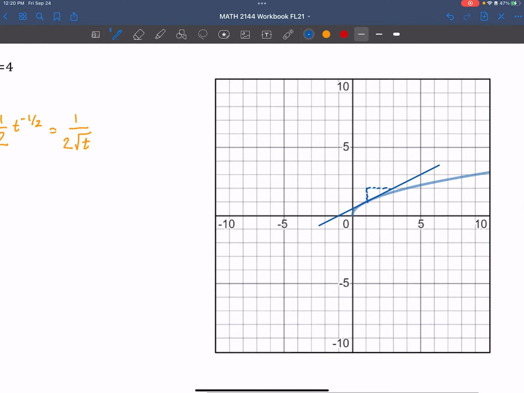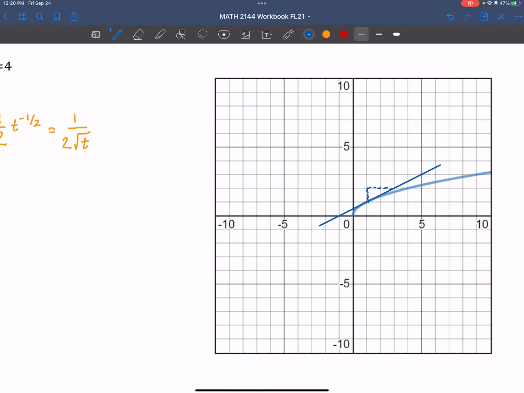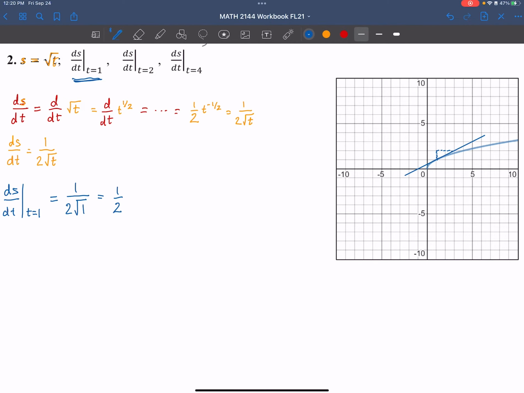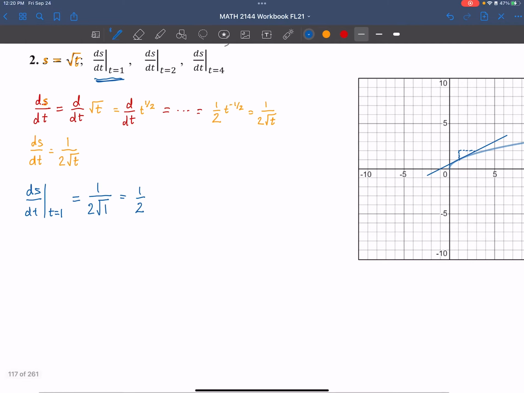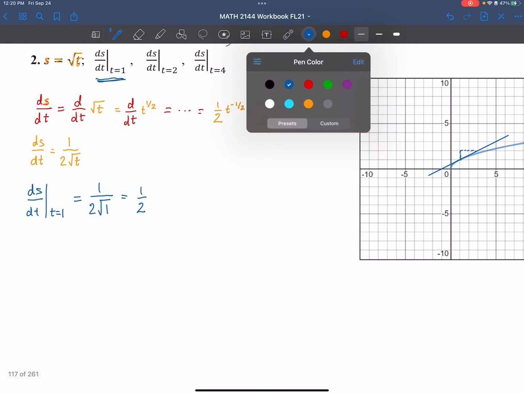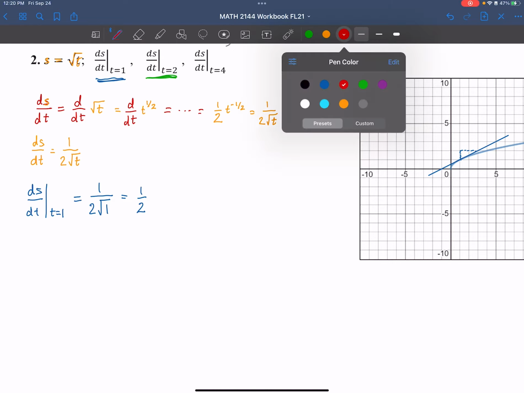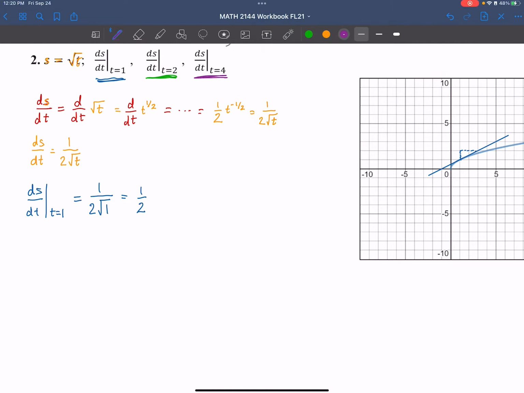So again, just keep in mind what these numbers represent, and that'll really help you when we get into some of the more word problems and the application problems at the later part of chapter 3, chapter 4. So we have two other examples right here. ds/dt evaluated at t equal to 2, and we also have ds/dt evaluated at t equal to 4. Go ahead and do those really quick while I take attendance.